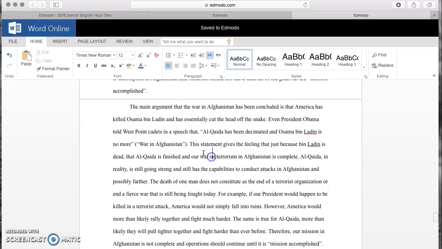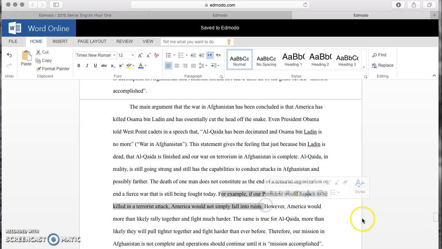Okay, and then from there what he does is this counter argument is followed by his analysis. He says the following. The statement gives a feeling that just because bin Laden is dead, that Al-Qaeda is finished, and our war on terrorism in Afghanistan is complete. Then he gets into a summary of some of his main points. Al-Qaeda, in reality, is still going strong. It still has the capabilities to conduct attacks in Afghanistan and possibly farther. And then he continues on with the main points of his arguments. The death of one man does not constitute the end of a terrorist organization or the end of a fierce war that is still being fought today. And then he gives a nice example to go along with his main points.